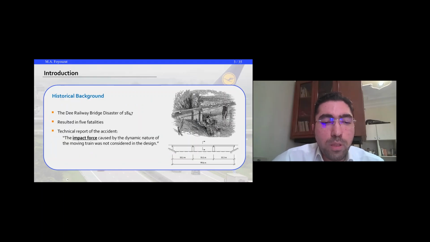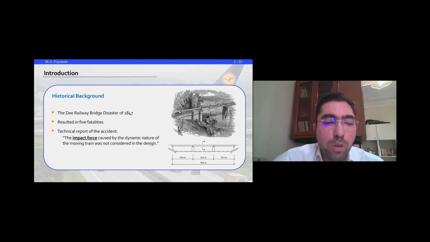Historically, accounting for the impact of moving loads in structural design dates back to 1847. In that year, the Dee railway bridge in Chester, England, collapsed due to a train passing over it, resulting in casualties. The published technical report on the accident revealed that the impact force arising from the dynamic nature of the train load had not been considered in the bridge's design, which led to its collapse.